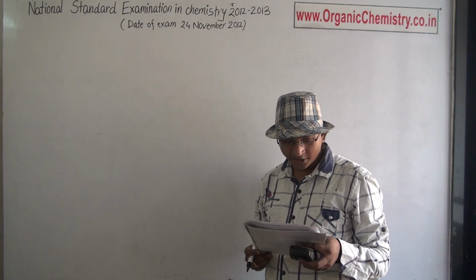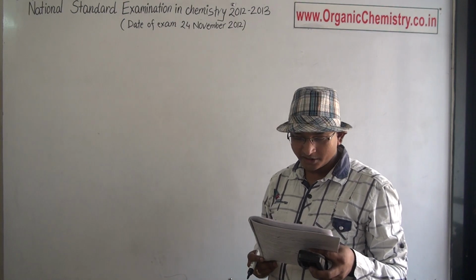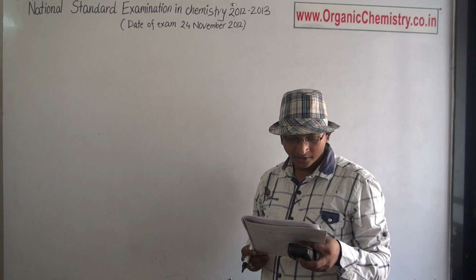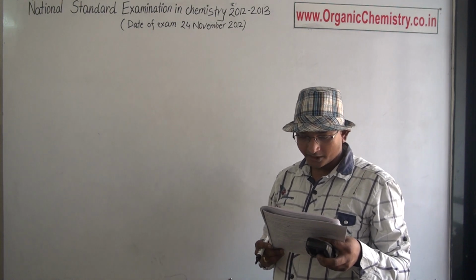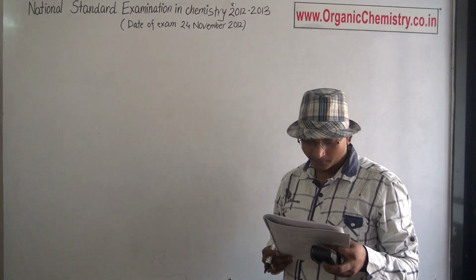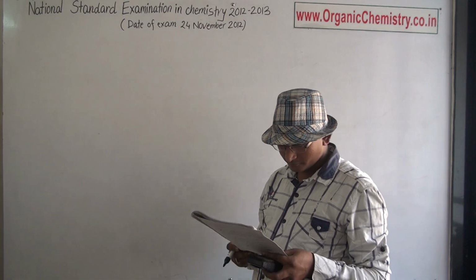Next question is on biomolecules: the essential vitamin required for production of RBCs is? They have given the options nicotinic acid, folic acid, pantothenic acid, and none of the above. The answer of this question is folic acid.